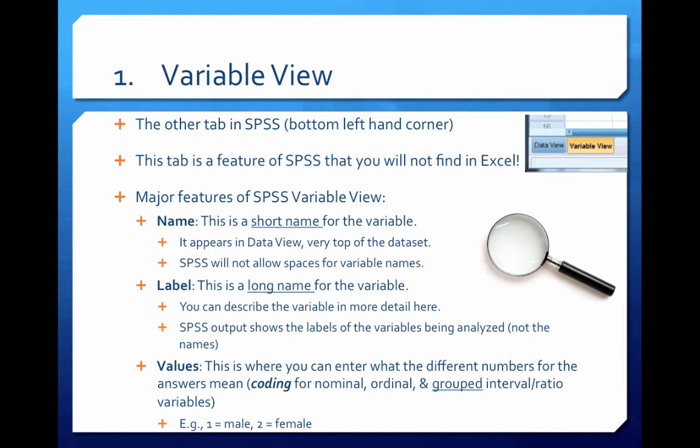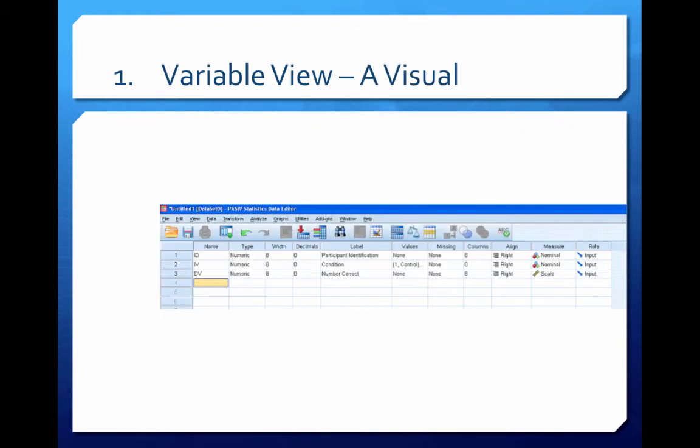And we also want to do coding, and we want to insert values for grouped interval ratio variables. So thinking about when we have age groups, 18 to 25, 26 to 30, 31 to 35. Because our responses are not actual age numbers in terms of years, but rather the groups, we have to code each of those groups and assign them a number. So for example, again, males and females, 1 and 2. So let's take a look at a snapshot of what the variable view looks like.